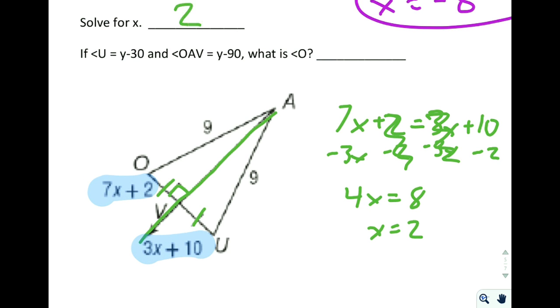So x is 2. Again, if I want to check, I plug it back in. I get 2 times 3 is 6. 6 plus 10 is 16. 2 times 7 is 14, plus 2 is 16. It works.